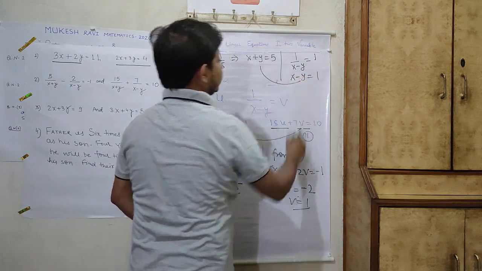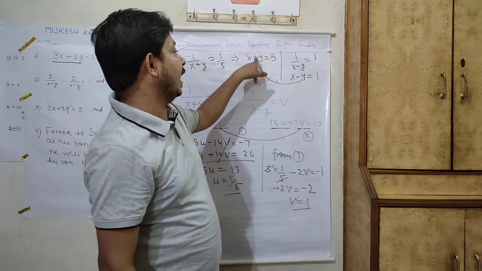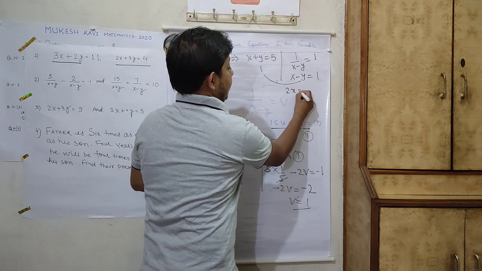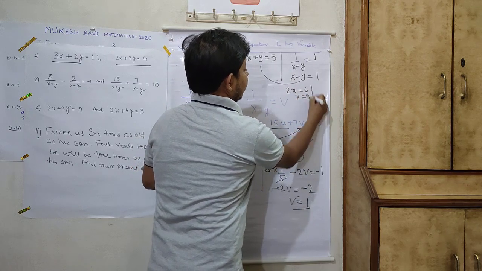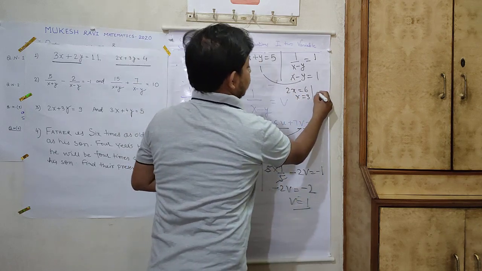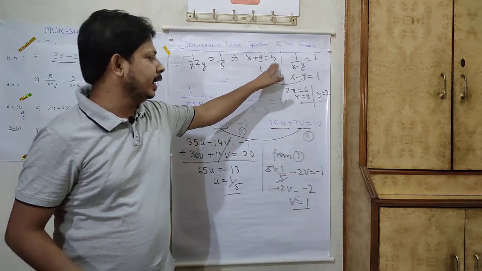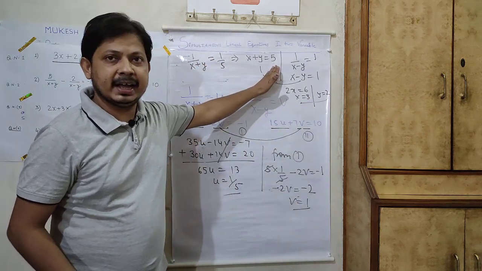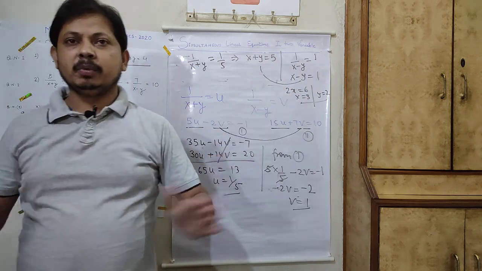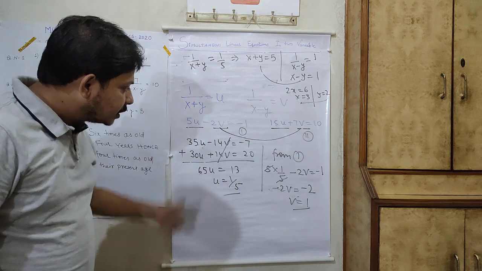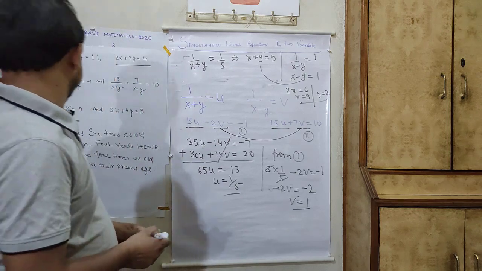Now you solve this equation. Opposite sign, same coefficient, add: 2x is equal to 6. x equal to 3. You keep it here, y equal to 2. Because I already discussed this, that's why I have not solved this one, directly I have done. Very simply you can do this kind of a solution.